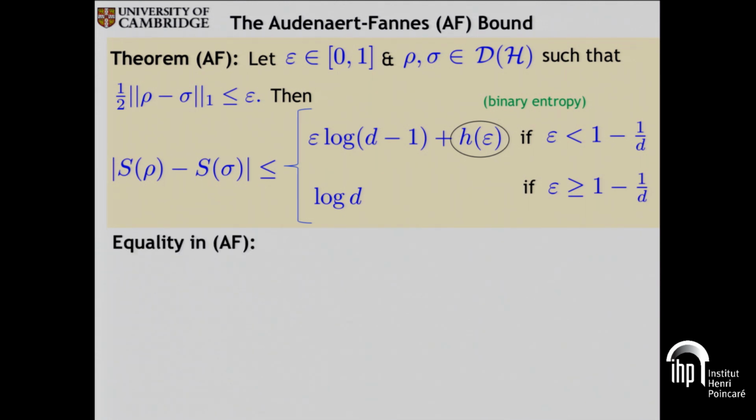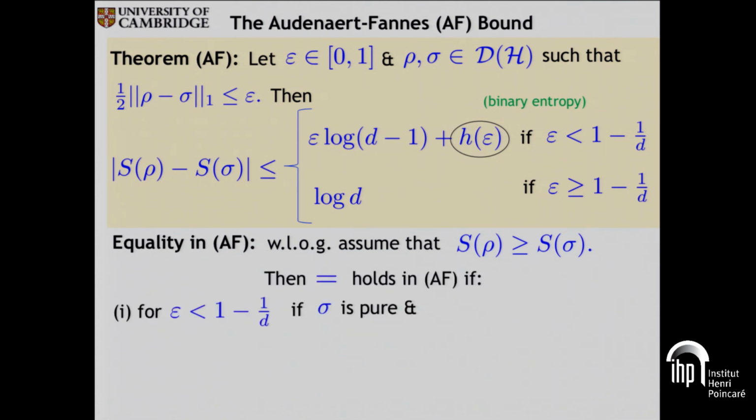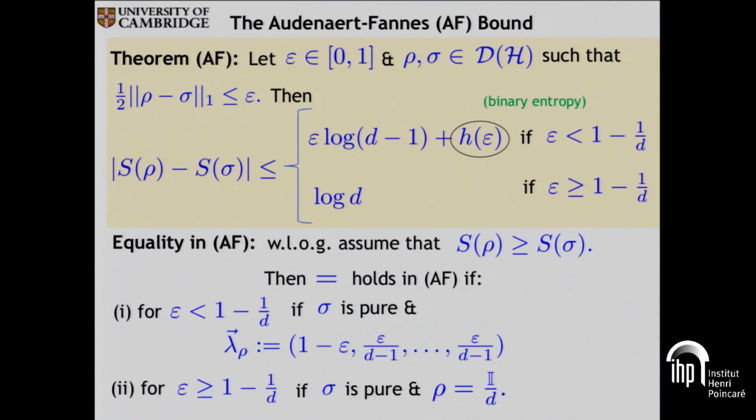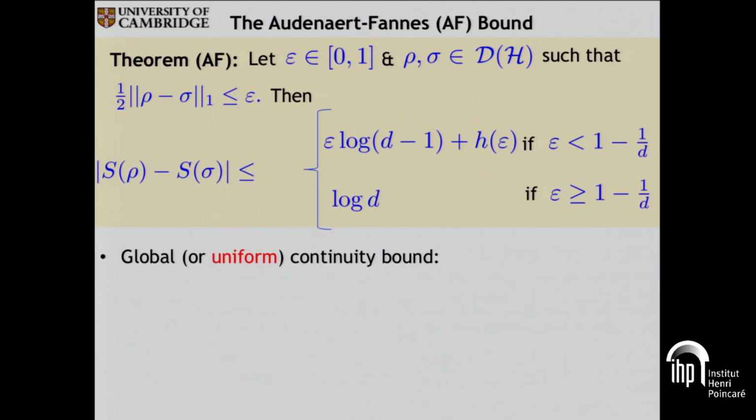Of course, one can ask, when does equality hold in this bound? Now, without loss of generality, let us assume that S of rho is greater than or equal to S of sigma. Then equality holds in this case if sigma is pure and the state rho has a vector of eigenvalues given by this familiar distribution we just saw before. And for epsilon greater than 1 minus 1 over d, again, equality holds if sigma is pure and rho is the completely mixed state.